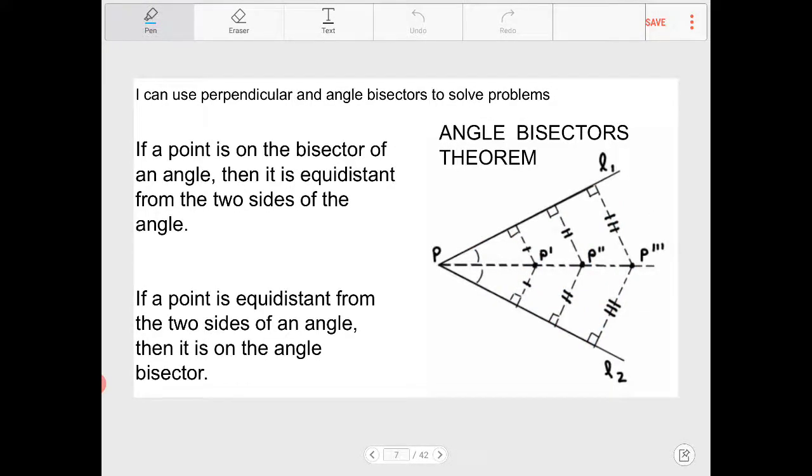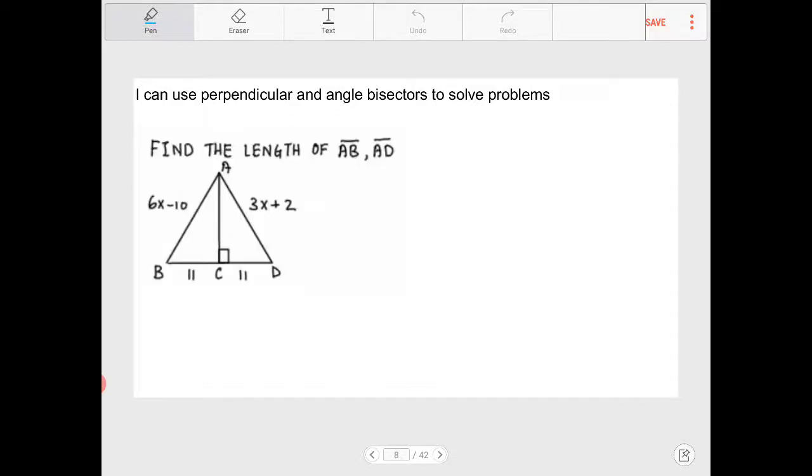It says that if a point is on the bisector of an angle, then it is going to be equidistant from the two sides of the angle. And vice versa, if a point is equidistant from the two sides of an angle, then it is on the angle bisector. How can we apply such concepts to real problems then? Let's take a look.